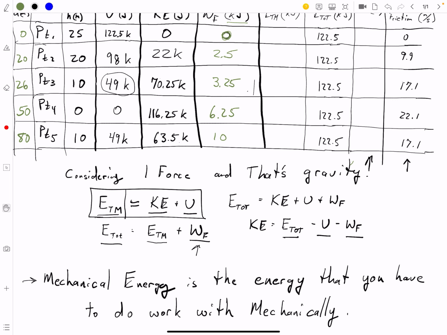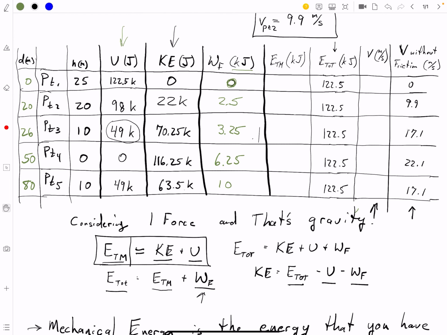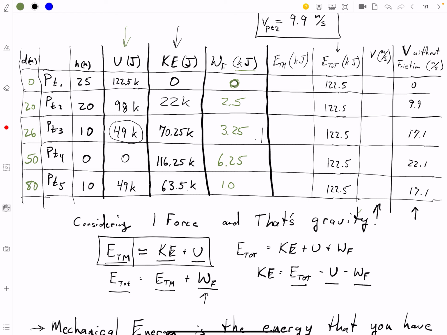Okay, let's come back down and find out what our total mechanical energy is. So we're going to be adding our potential. So for point one, our potential energy plus our kinetic energy equals our 122.5. So at the very beginning, all of our total energy is available for mechanical energy.